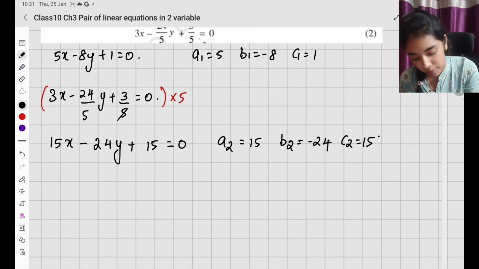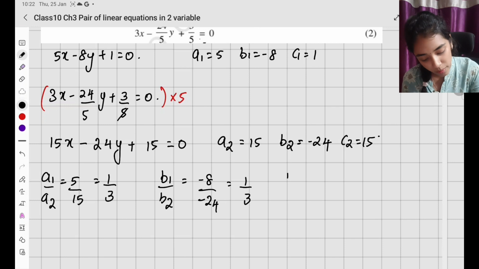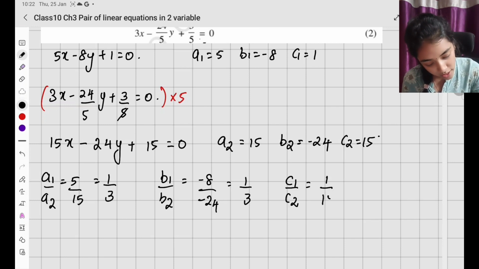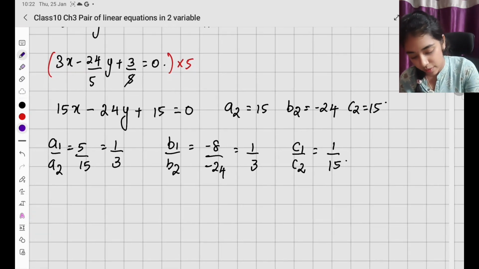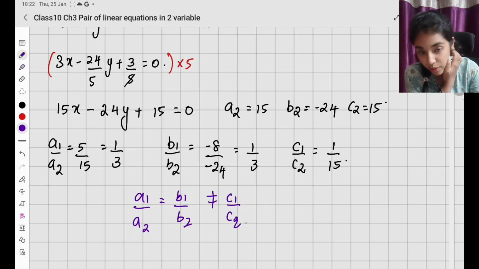Now, shall we find the ratios? We have A1 / A2 = 5/15, which is going to be 1/3. Next, B1 / B2 = -8/-24. So this is also going to be 1/3. Then you have C1 / C2, which is going to be 1/15. So what do you see from here? You have A1 / A2 = B1 / B2, but the last coefficient is not equal. Correct? C1 / C2 is not equal from this.